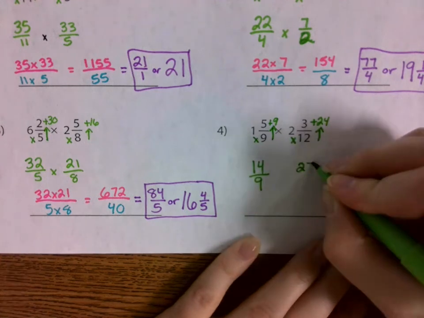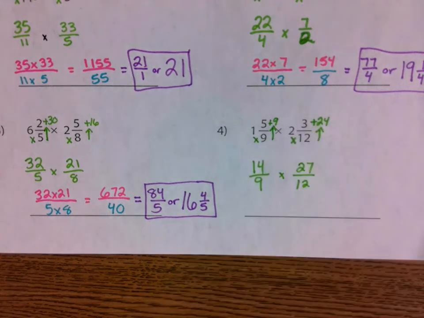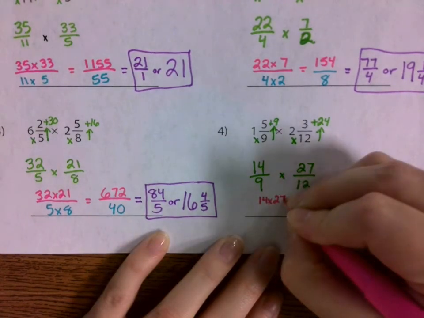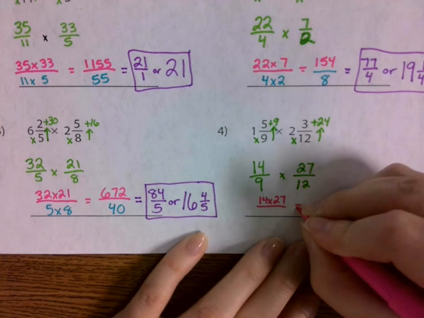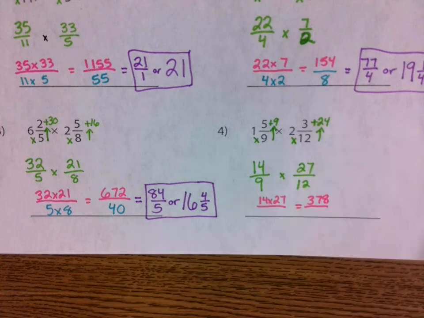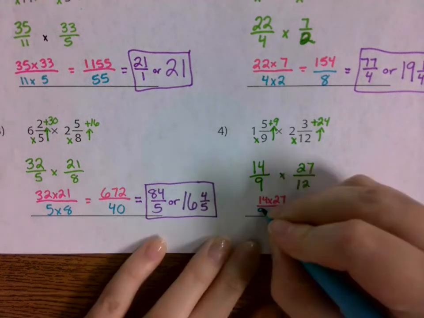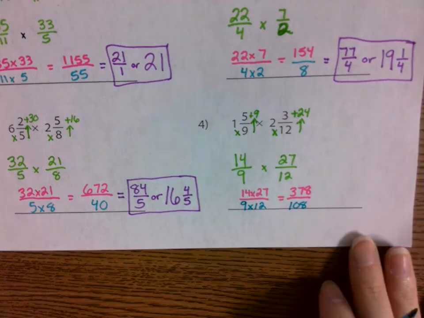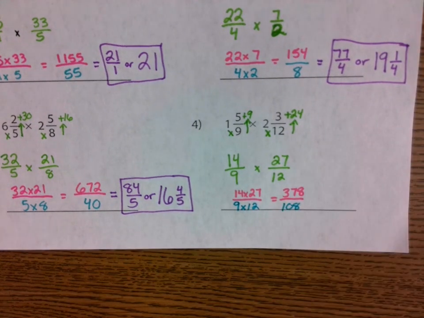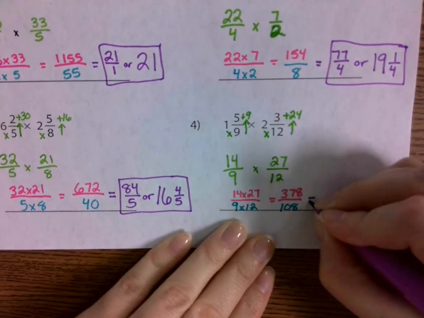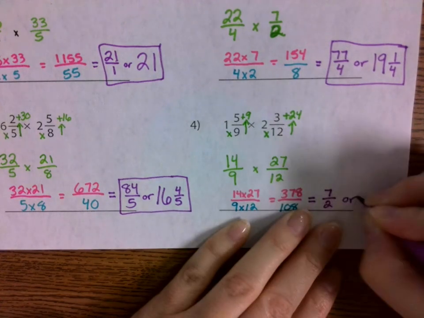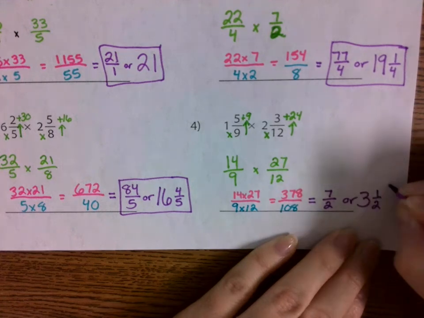Then we can multiply 14 times 27, and that comes out to 378. Then you multiply 9 times 12, and that comes out to 108. So you have 378 over 108. Then you have to simplify it. Oops, sorry, this should say multiplies. When we simplify it, it simplifies to 7 over 2, which is the same thing as 3 and 1/2. Both of these are acceptable answers.